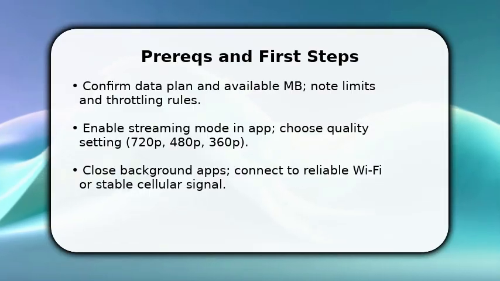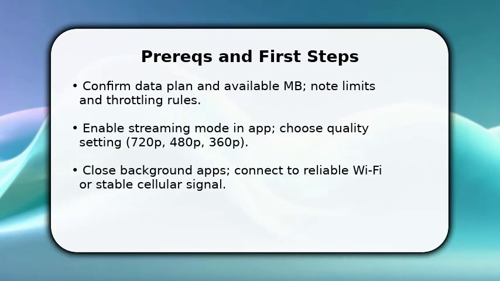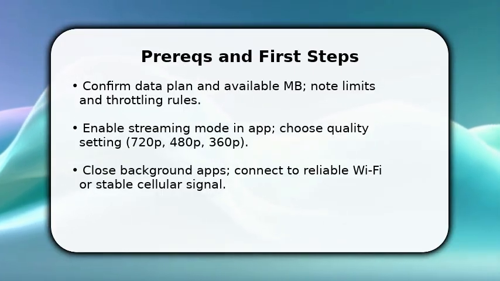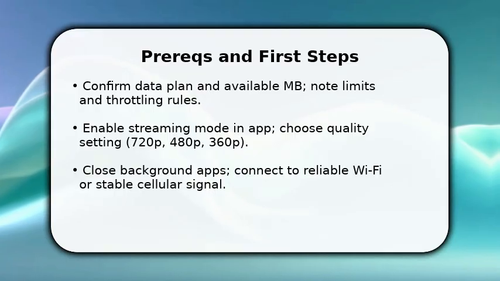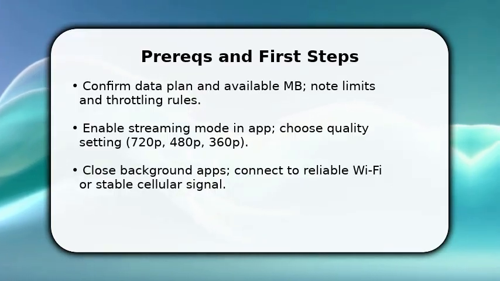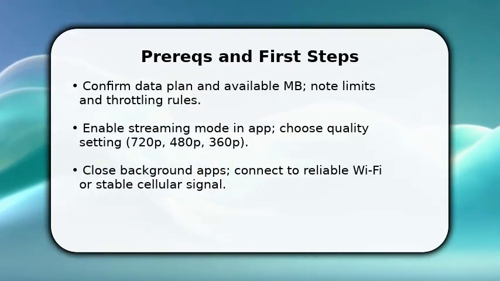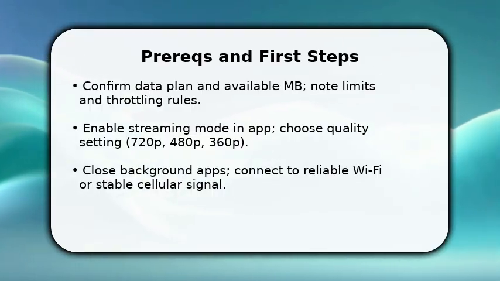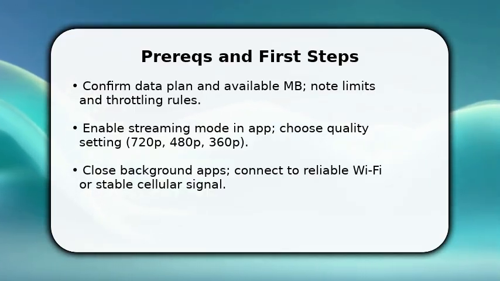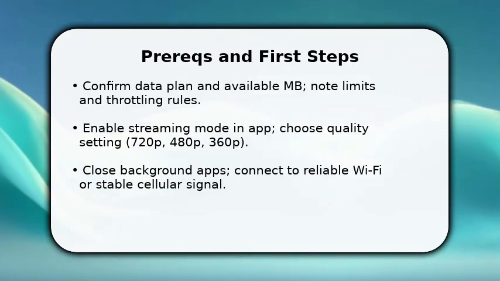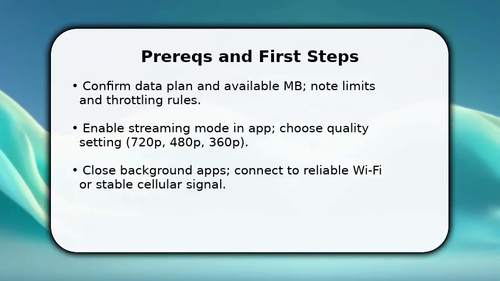You start by verifying your available MB and any soft caps. This prevents surprise throttling. Once done, enable the app's streaming mode and pick a quality that matches your quota. Lower quality saves MB. Make sure to close background apps that consume data. If using cellular, position yourself for the strongest signal. If on Wi-Fi, confirm the router isn't rate limiting. These steps get your stream ready without wasting bandwidth.